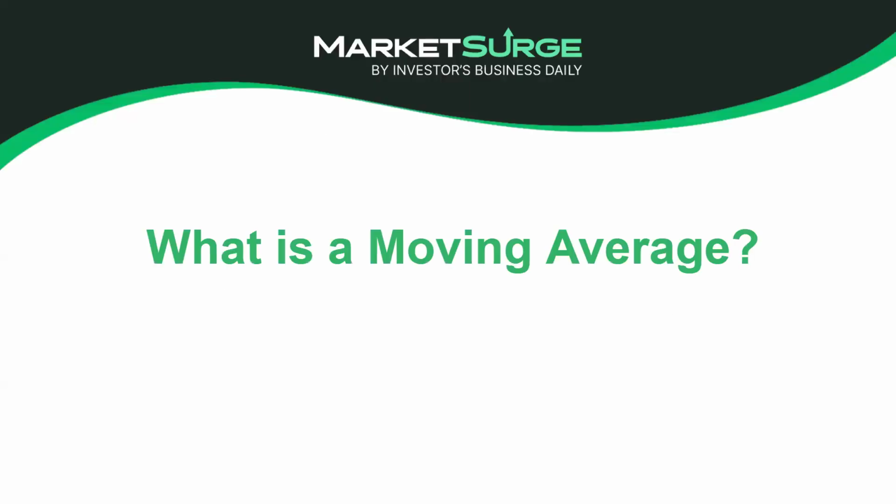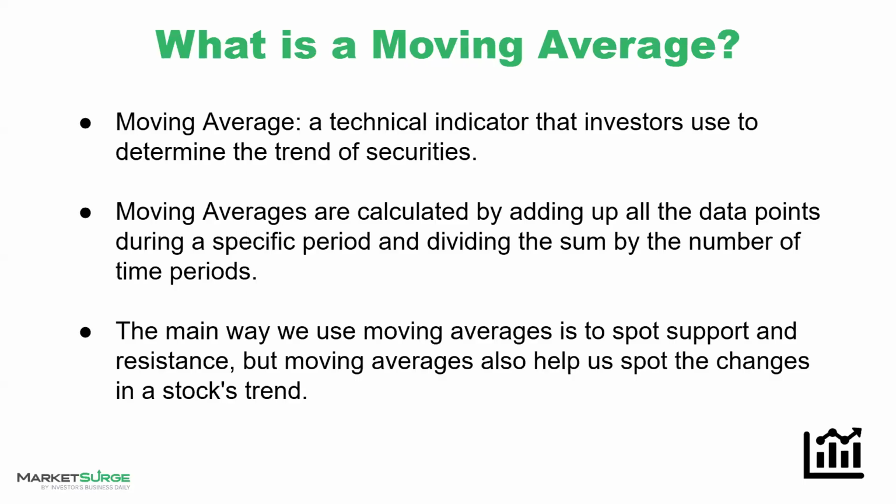Okay, so what is a moving average? Now, by definition, a moving average is a technical indicator that investors use to determine the trend of securities. Now, a moving average is calculated by adding up all the data points during a specific time frame, say like a 50-day period for the 50-day moving average, and then dividing the sum of all of those days by the number of time periods. Now, a lot of times you'll see that a key moving average is used as an area of support or resistance for investors.